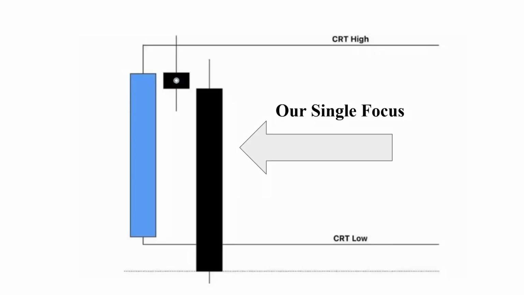So our single focus with candle range theory is trading one single candle. After the first two have played out, we're looking to trade the third candle, and there are multiple ways to enter the candle. Because it's a fairly large candle, it offers plenty of opportunity for us to enter and get some profit. So the first one is going to be the CRT high, low level.